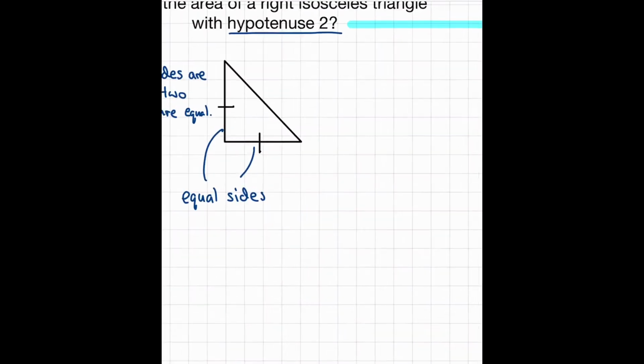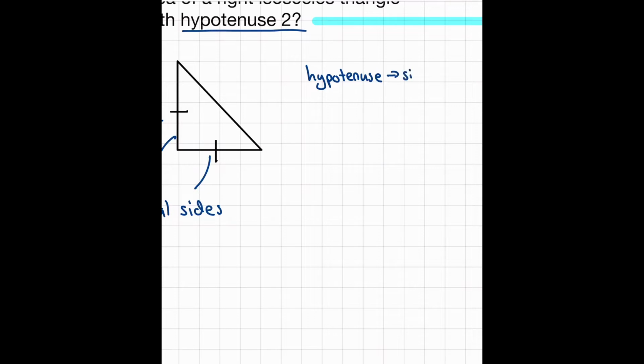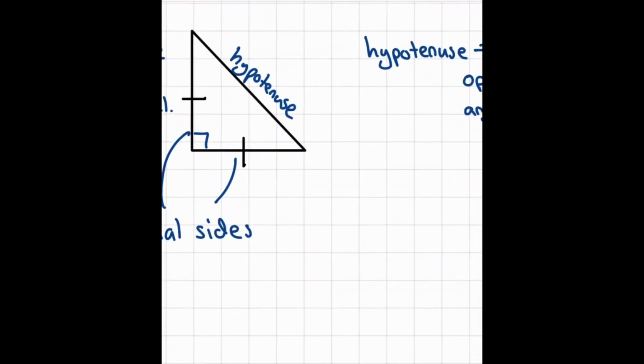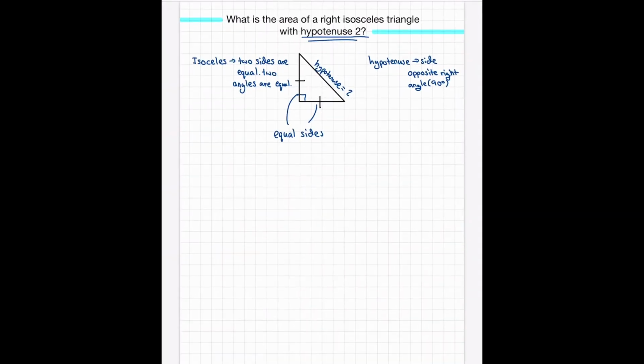And now we're told it has hypotenuse 2. So what exactly is the hypotenuse? The hypotenuse is the side opposite the right angle in a right angled triangle. So that is quite important, and it's a good thing to know because many questions will ask you for that. So there's a right angled triangle. Now let's do the hypotenuse, which is the remaining side, and we know the hypotenuse is equal to 2.